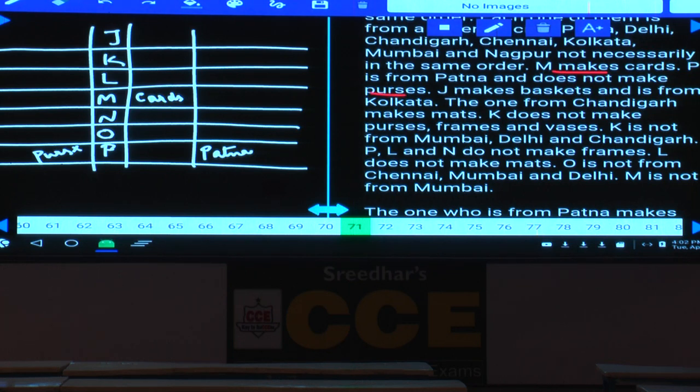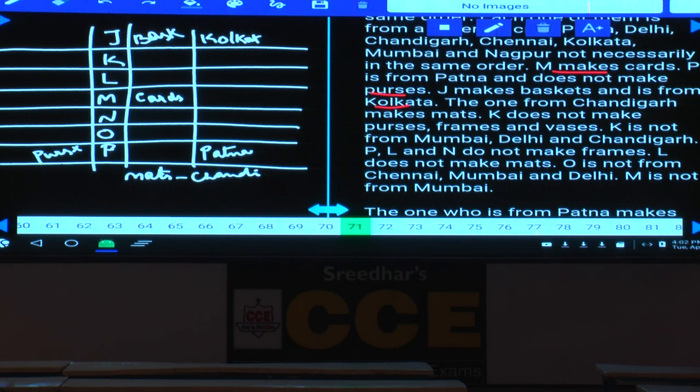J makes baskets and is from Kolkata. The city is also clearly given. Kolkata is fixed, and the article is fixed. At the same time, the person is also fixed, basket. And next, the one from Chandigarh makes mats. Mat and Chandigarh must always go together, isn't it?